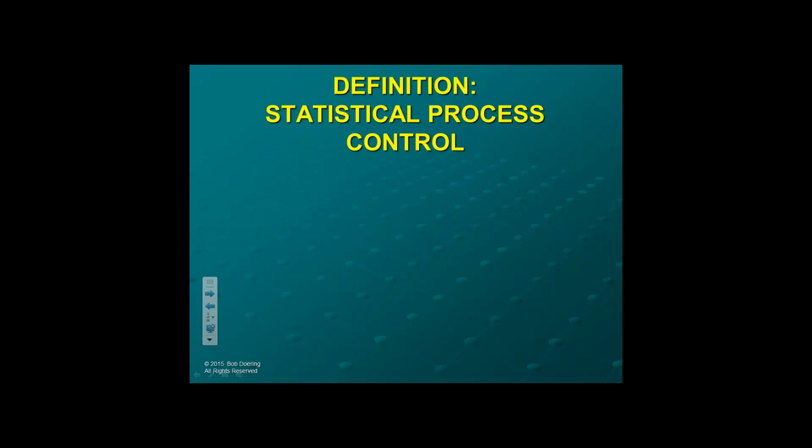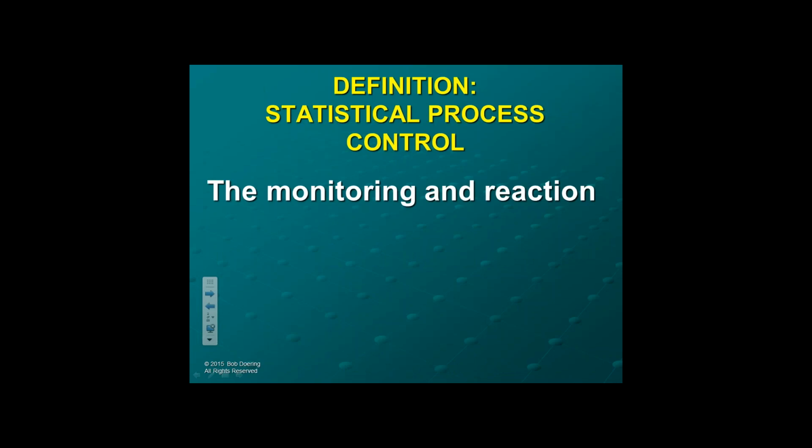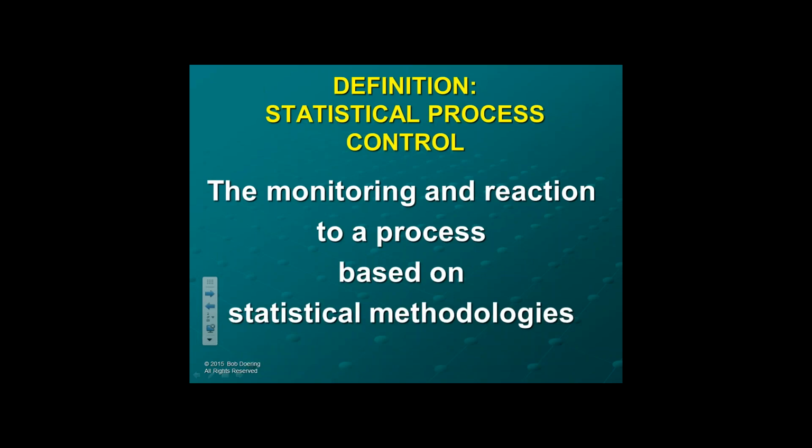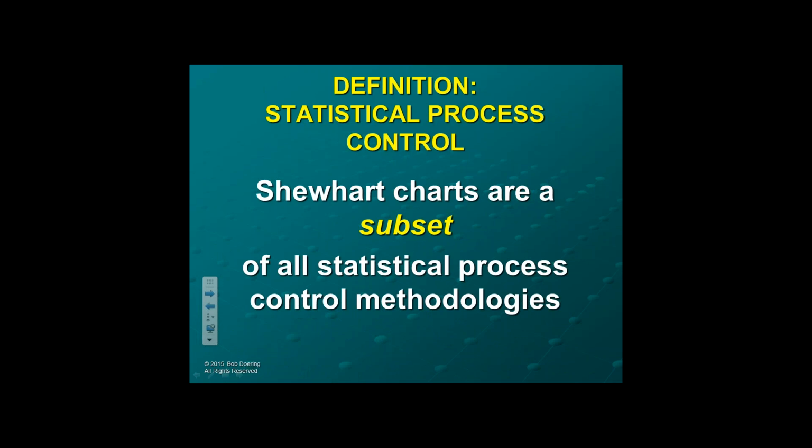Okay, the first thing I want to do is define statistical process control. We're going to start with the basics because sometimes it becomes an issue, and we're going to need to get past this right away. So remember that statistical process control is the monitoring and reaction to a process based on statistical methodologies. Based on that, Shewhart charts in and of themselves are only a subset of all statistical process control methodologies. There are others, and one of those we're going to discuss today.